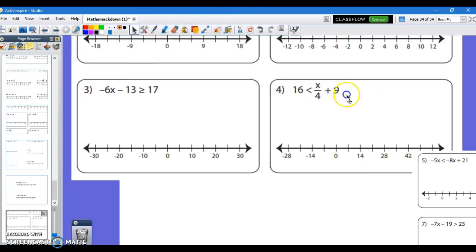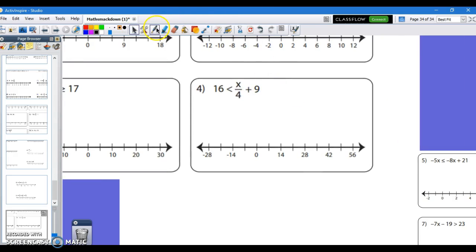Number 4. So if you have one that looks like this. Now, look at this. You know you're eventually going to end up, right, multiplying by 4 on both sides. Is this 4 positive or negative? It's a positive 4. So I do not flip my inequality sign. Again, you only flip if you're multiplying or dividing by a negative number.